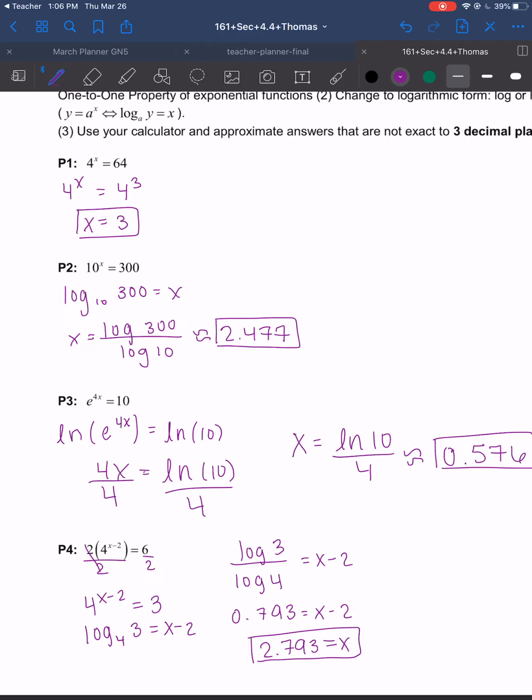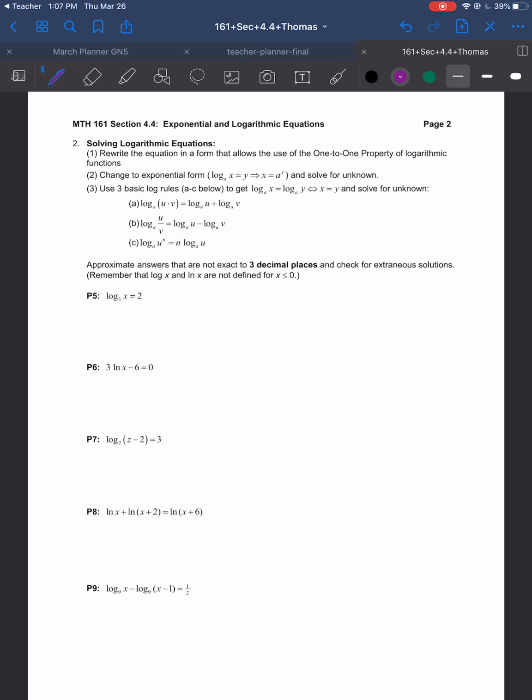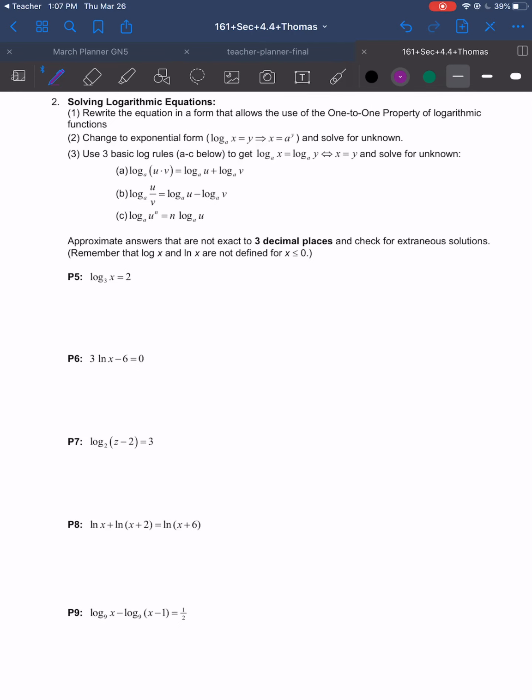So those are some simple ones for solving exponential equations. And then we're going to solve logarithmic equations. We're also going to rewrite these in any form that works well for us. We might have to use our log rules or properties, and we might have to change it to exponential form if it comes down to it.